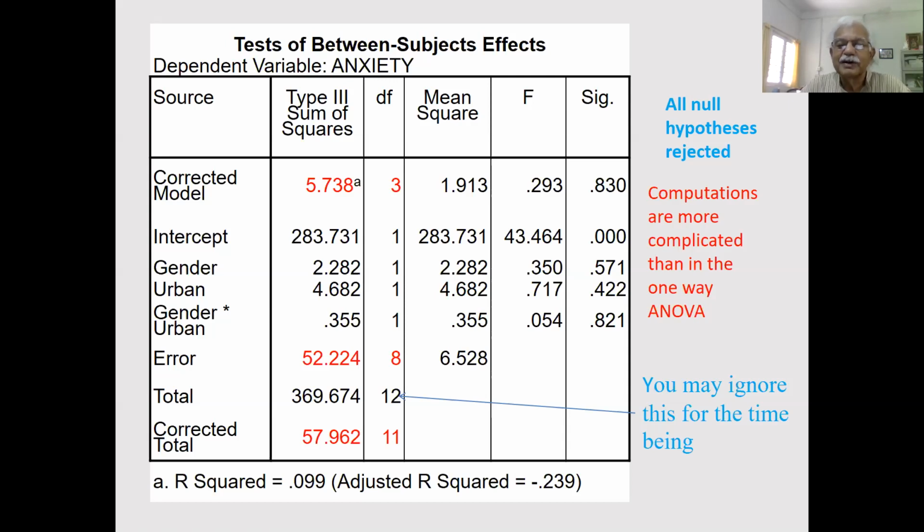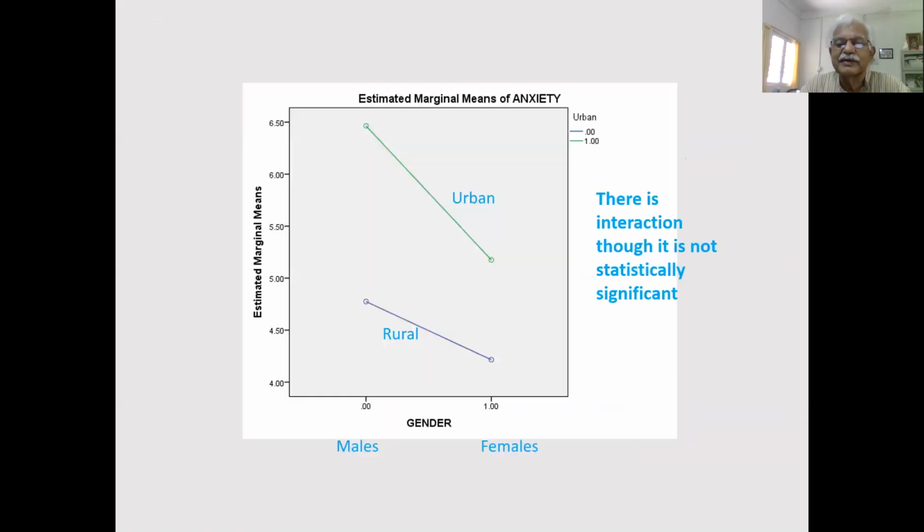So among the 4 F's written here, there is only one, intercept, which is significant, otherwise all others are insignificant. That means there are no differences between males and females, there are no differences between urban and rural areas, and there are also no interaction effects.